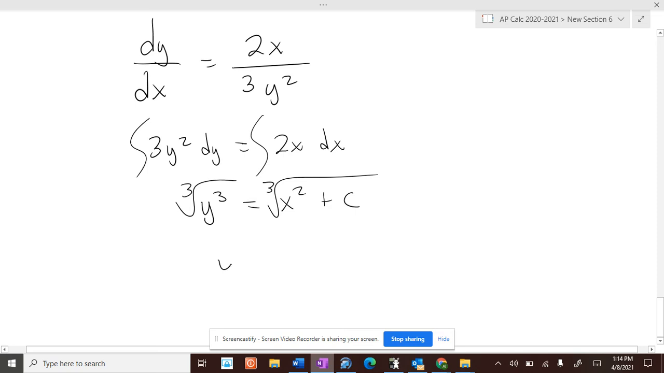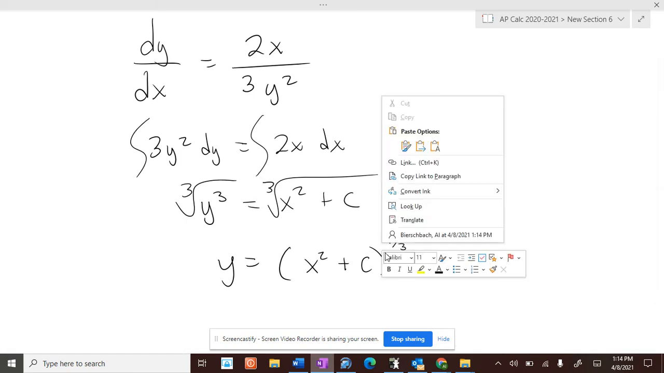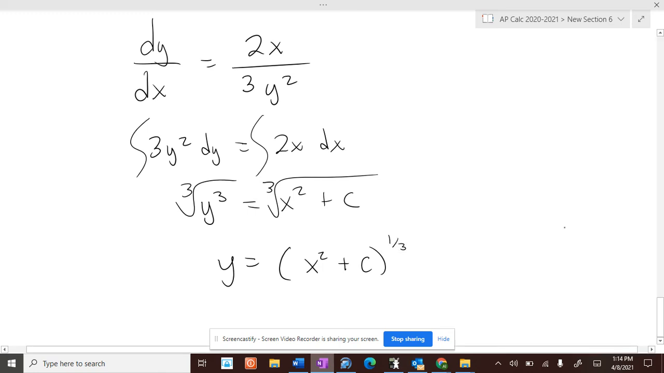Now on the test, be forewarned, it might be written like this. That's the same thing as a cube root. The 1/3 power is the same.